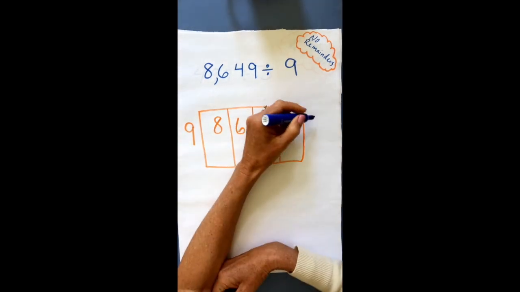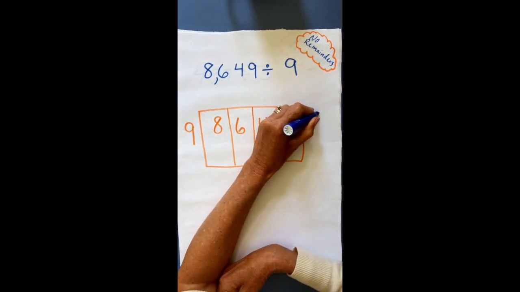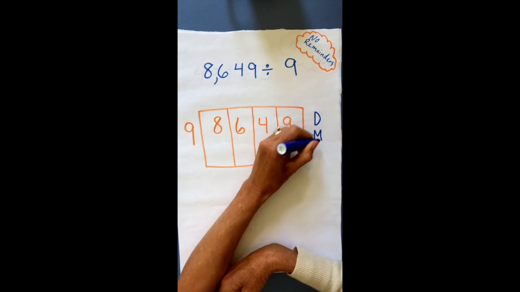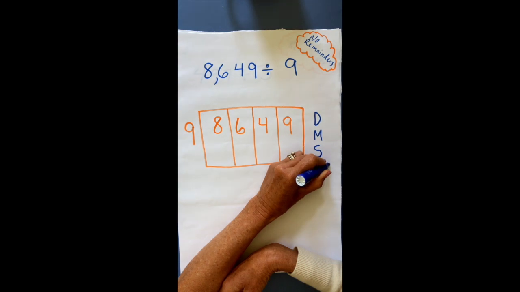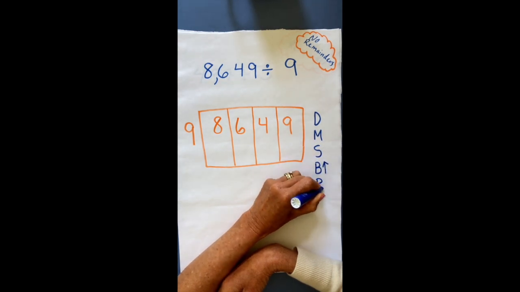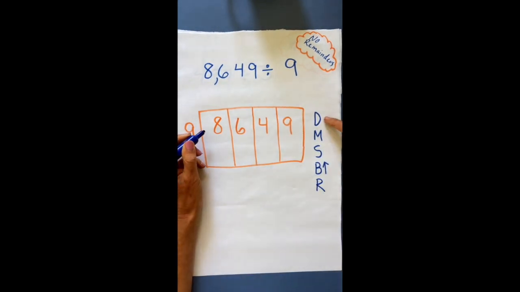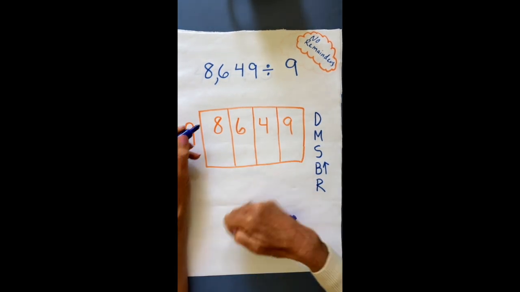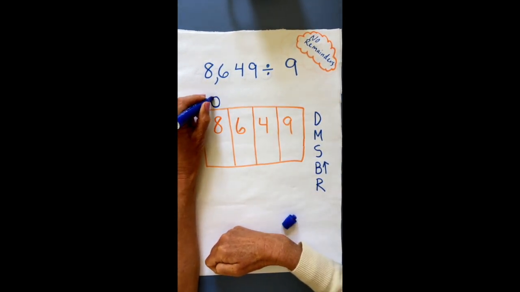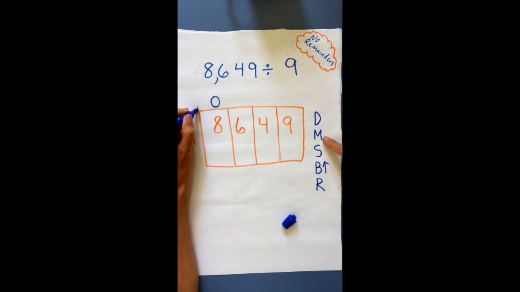I have to write my mnemonic, so it's daddy, mother, sister, brother, Rover. Okay, so remember it's divide, multiply, subtract, bring up, repeat. So divide. How many 9s are in 8? 9. Oops, that's too many. So again, that's 0. Now I'm going to multiply.